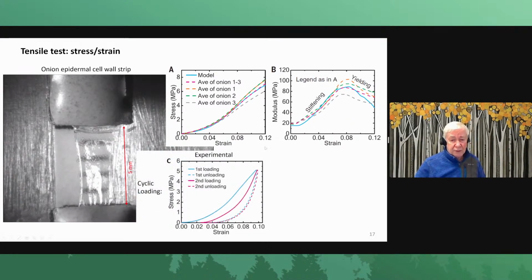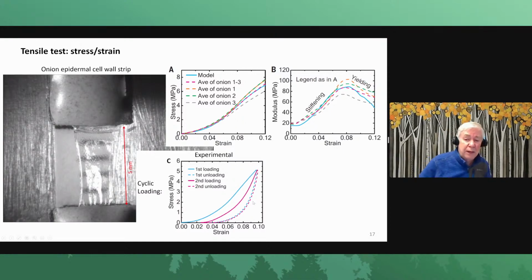The cyclic loading gives us some more data. So here's the experimental cyclic loading curves, and you can see the first curve in blue and then the second curve in red. There's an irreversible deformation. So there's a plastic deformation that occurs. And then the red curve, the second loading, if you repeat it over and over again, you see something very similar. So that's essentially an elastic curve, but there's the hysteresis between the loading and unloading curves. The unloading curves are shown here in the dotted lines. You can see that the wall is also, even after plastic deformation, is very stiff.